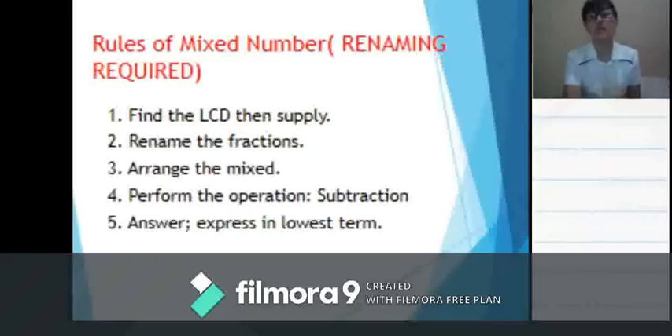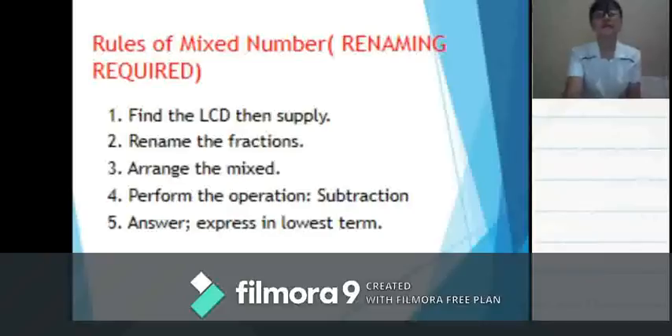The first one is you have to find the LCD. Then supply the LCD to form proper fractions having the same denominator. Okay? And then after supplying our LCD for our fractions, rename the fraction. Why should I rename? Because there's something different from the other fraction that you're going to subtract. Then after you've renamed the fraction, change the mixed number into an improper fraction.